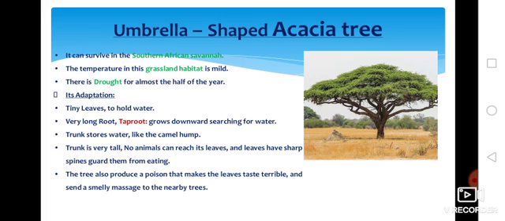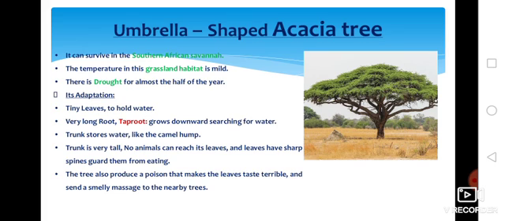Back to our tree, the Acacia tree. The Acacia tree has to adapt to this environment. It adapts by its leaves. Its leaves are very tiny, just to hold the water inside. And the root of the acacia tree is called a taproot. Its taproot grows downward, searching for underground water. It's a very, very long root.